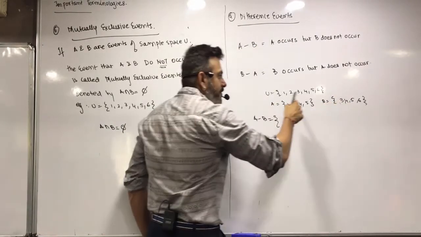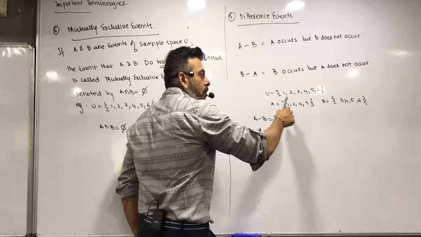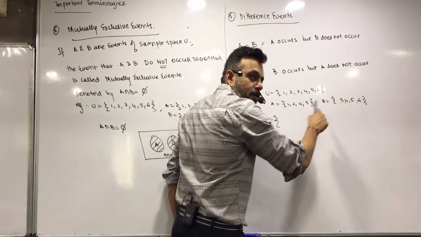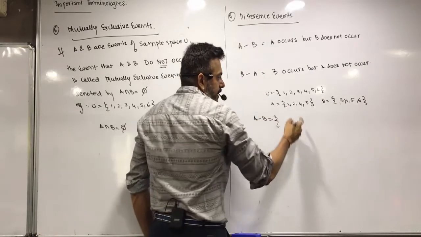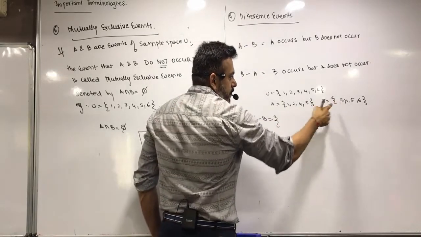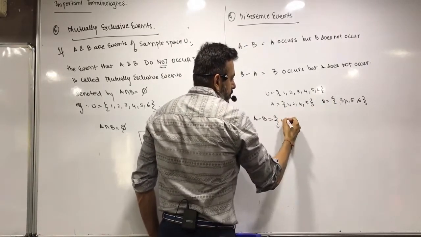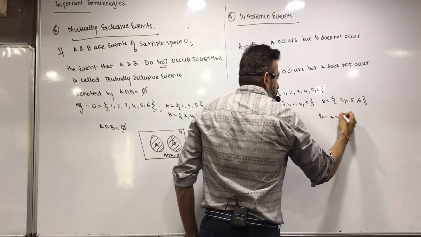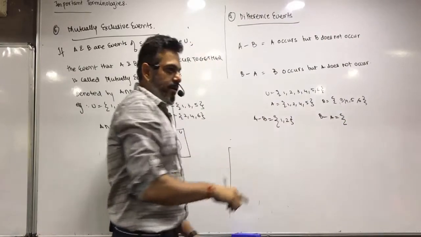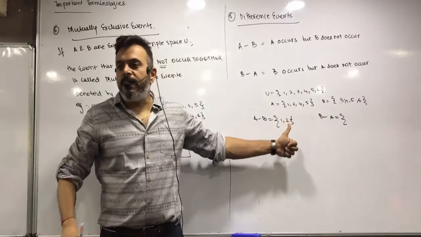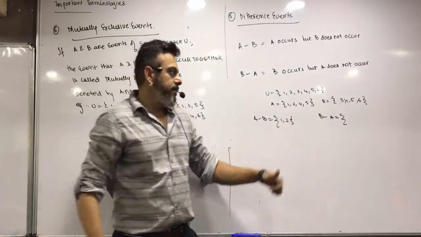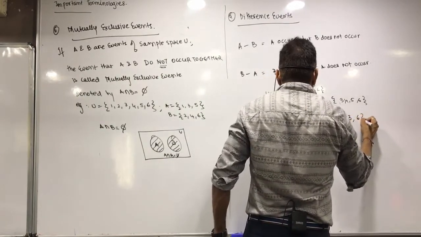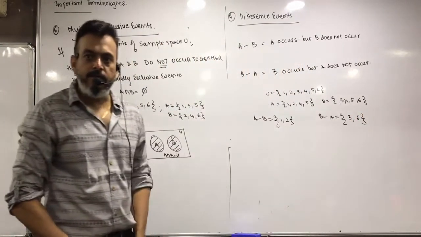तो A में से we remove elements of B. A में से we remove these elements of B. क्या element है A में? 4 and 5. So it will be 1 and 2. Now B minus A. B में से we remove elements of A. 3 and 6. You understood what is difference event?